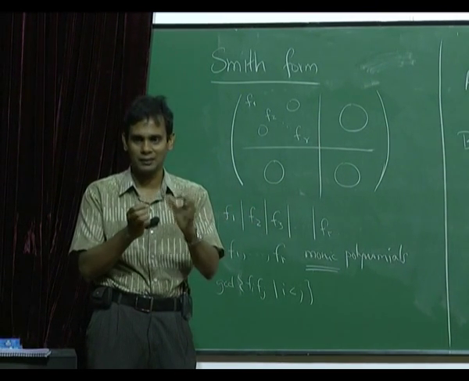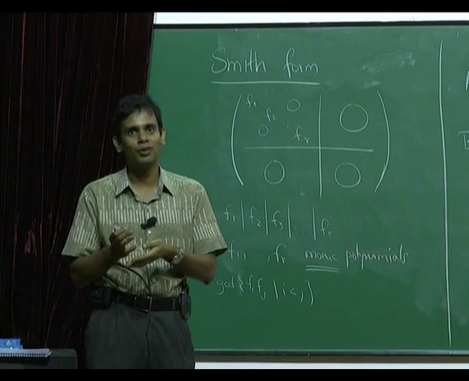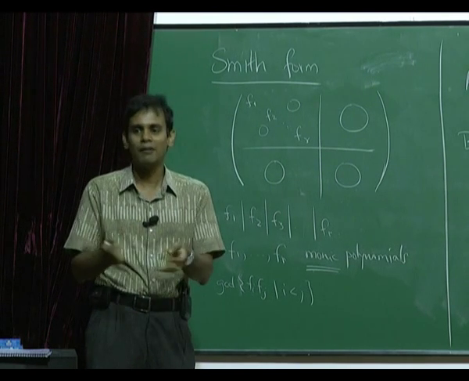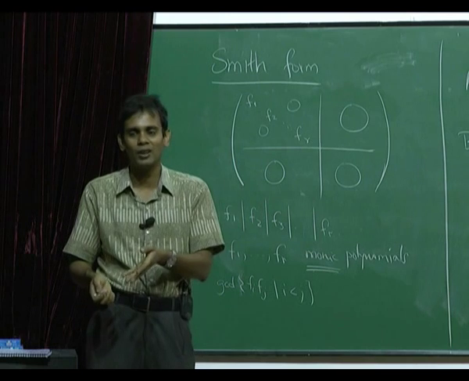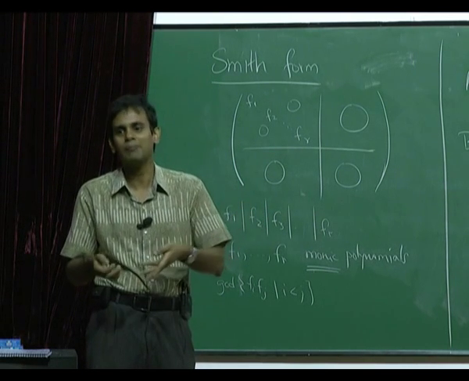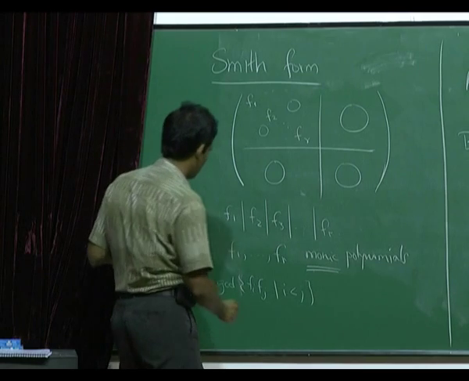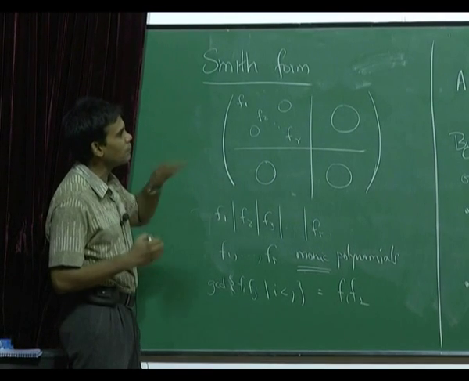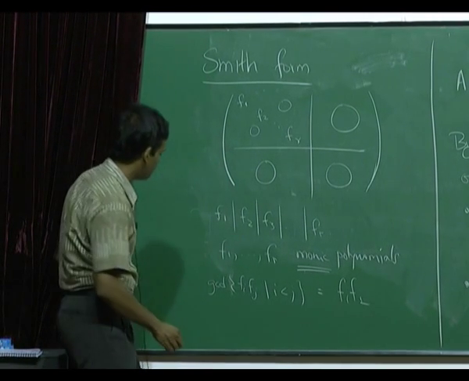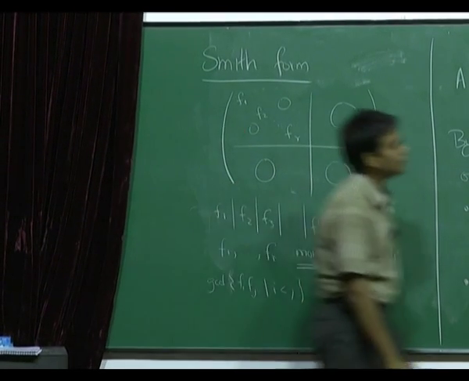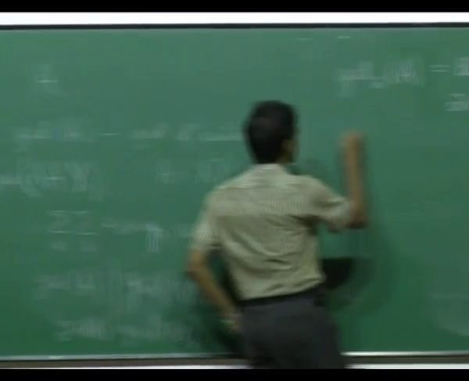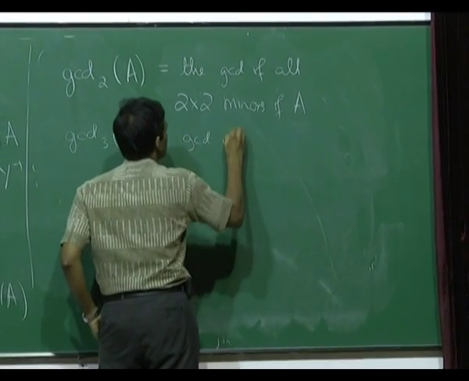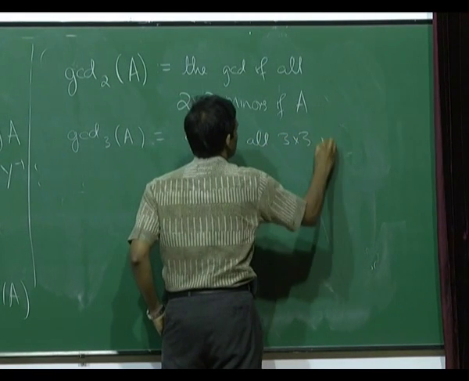Now among these, does F3 F4 divide F1 F2 or does F1 F2 divide F3 F4? So F1 F2 divides all the others because F1 divides all the others and F2 divides all the others except F1. So F1 F2 is the GCD of pairs. And if we look similarly at the GCD of 3 by 3 minors, then we get F1 F2 F3. So GCD 3 of A is defined to be the GCD of all 3 by 3 minors.